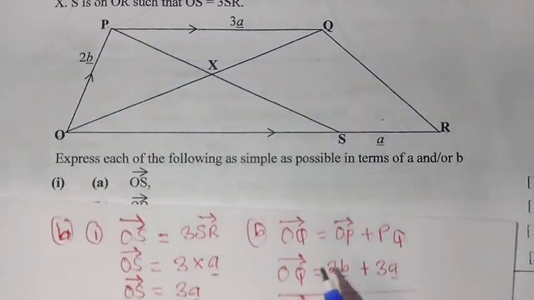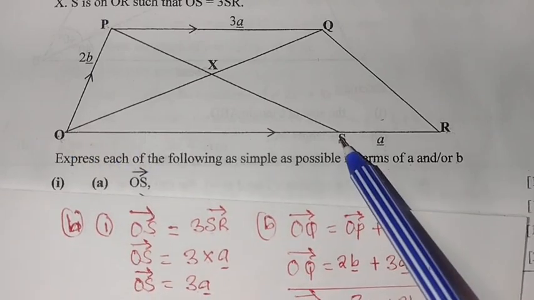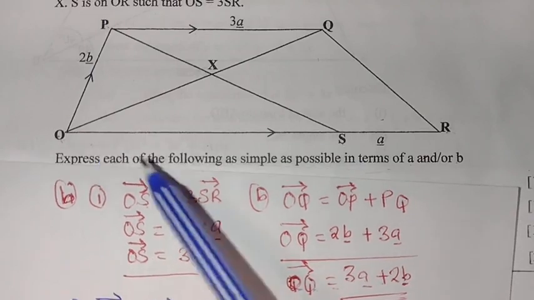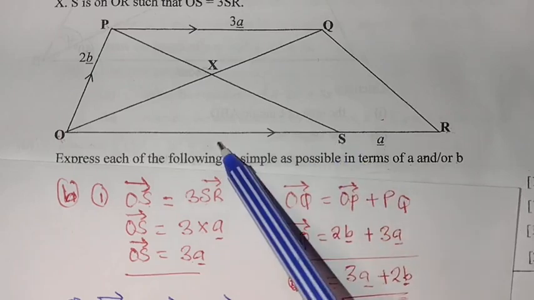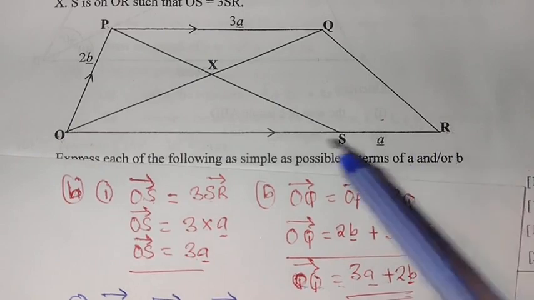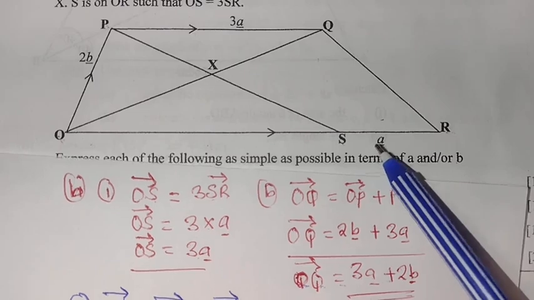OR. Now, which one is our OR? Remember here, OS. Remember what we found for OS? This is our OS, 3A. So from OS we have 3A. Again from SR we have A. So to find OR, we just add 3A plus A. This will give us 4A.